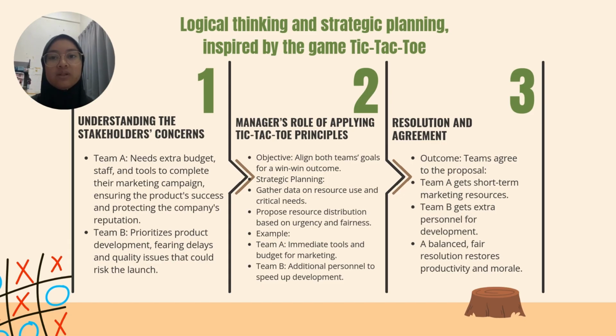Last but not least, this step is resolution and agreement. The outcome of using the tic-tac-toe strategy is that both teams need to agree with the proposal. The result is Team A will get short-term marketing resources, and Team B will get extra personnel for development. Hence, it will balance and give a fair resolution that restores productivity and morale to the company.